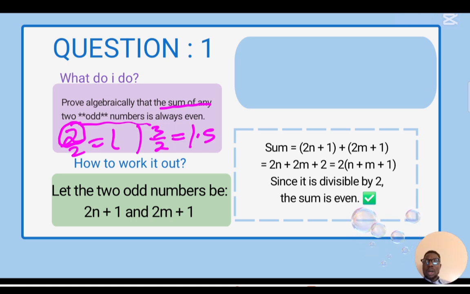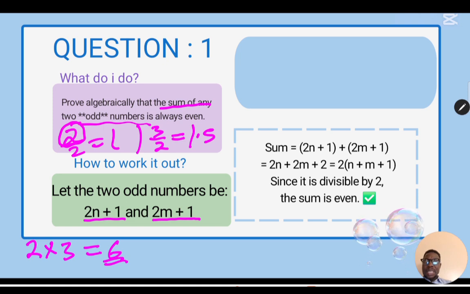Now, how do we work this out? Let the two odd numbers be represented as 2n plus 1 and 2m plus 1. The reason we have done this is that any number multiplied by 2 becomes an even number. If I say 2 times 3, even though 3 is an odd number, then 2 times 3 becomes 6, and 6 is an even number. Now, if I say 2 times another odd number, let's say 7, then that will give me 14. You see, 14 is an even number. Now, anytime we multiply any number by 2, it gives me an even number.